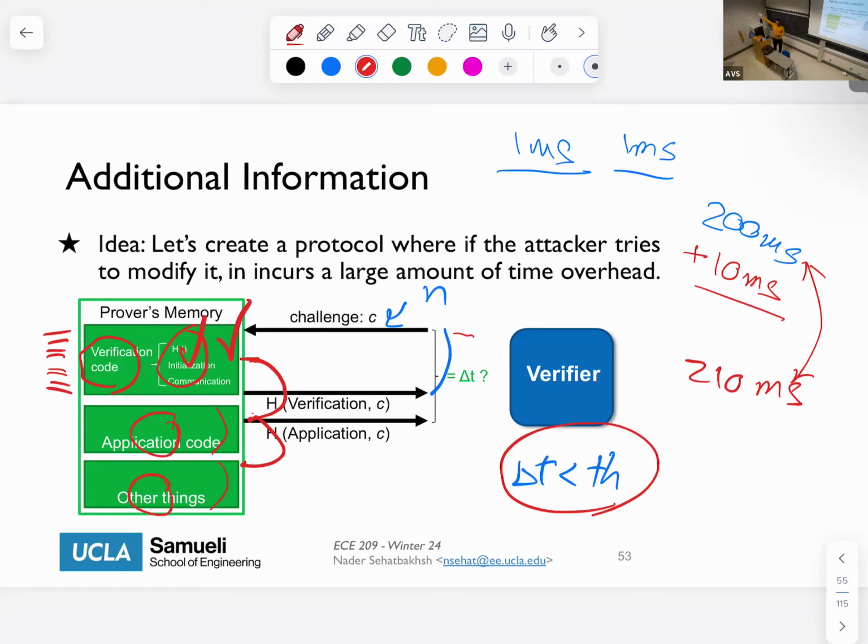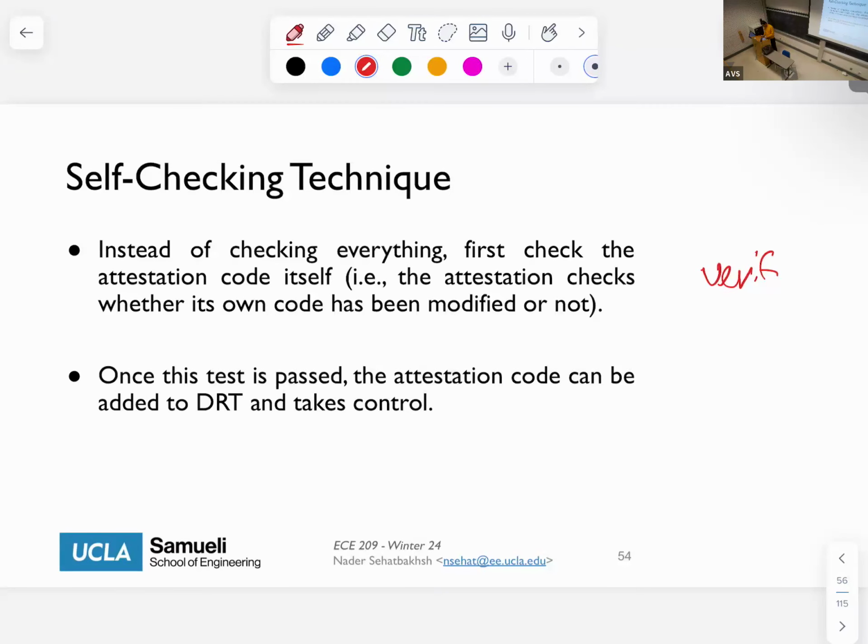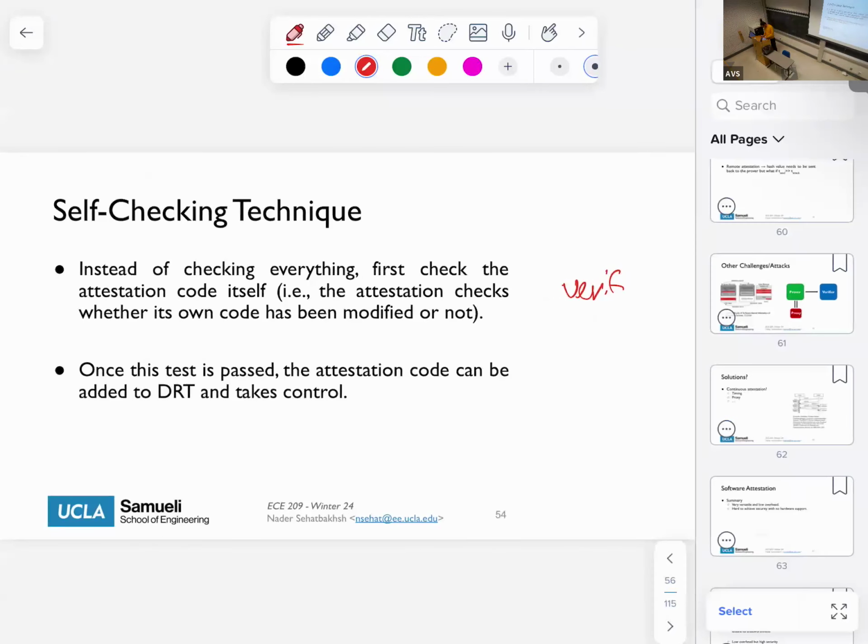Okay? Yeah. So, can you repeat the question? How did you get across the time challenge? Yes. Let me actually draw it here.